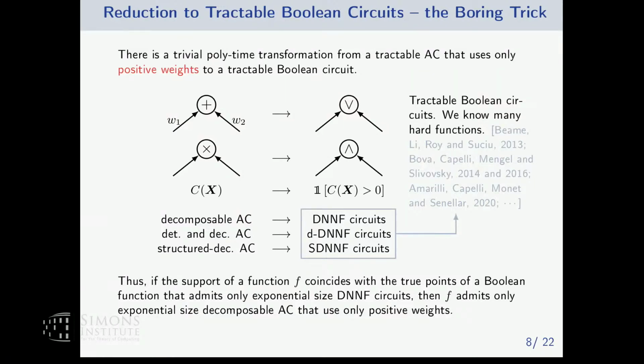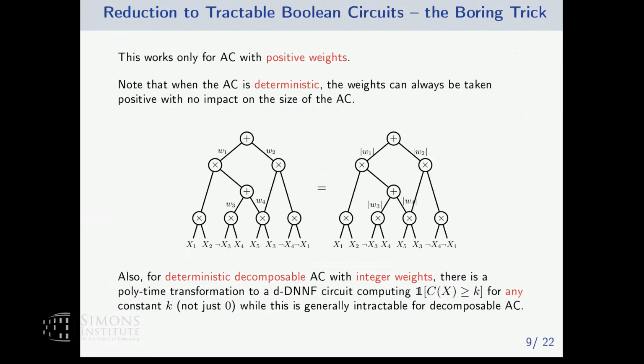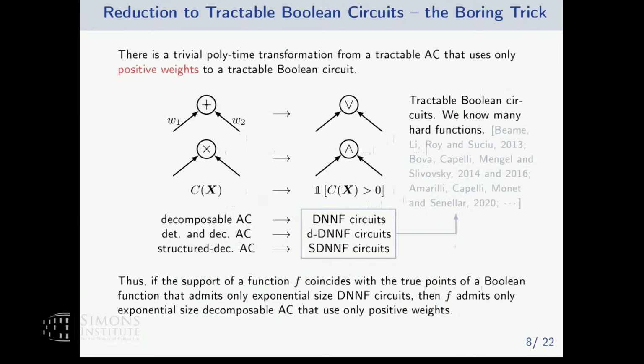Now, the problem with this is that you need positive weights, and we don't want this. As soon as you have negative weights here, this operation means that the function that you will get is not the indicator for the support.